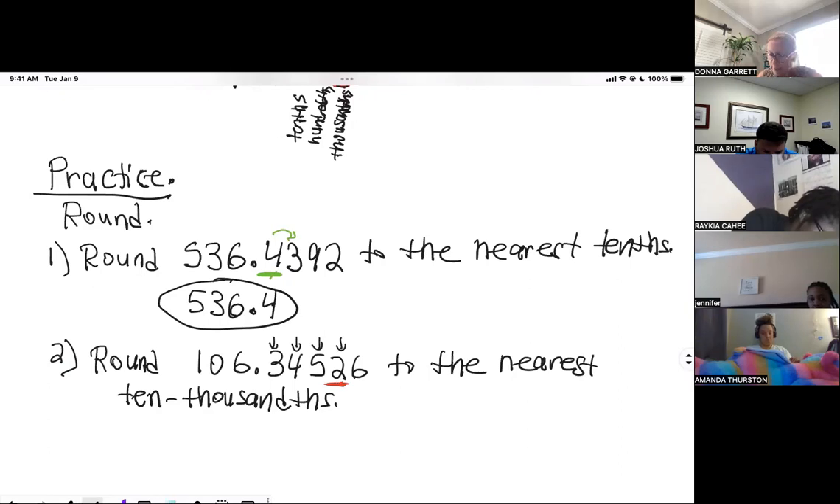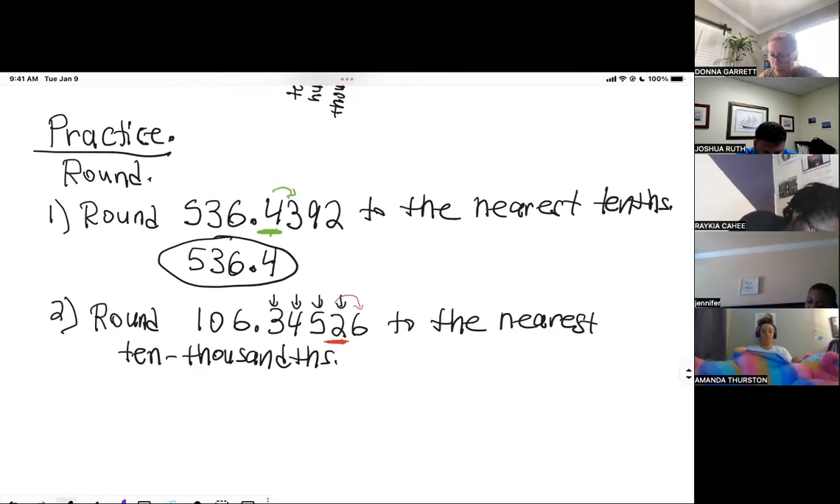I look behind it, I see a 6, that is bigger than 5. So that 2 is going to become a 3. And my answer would be 106.3453, and it ends right with the 3.